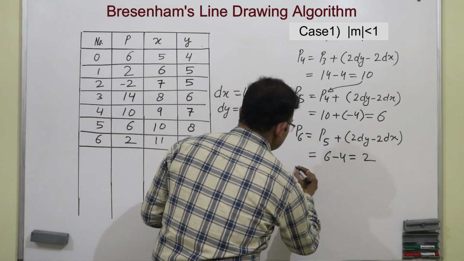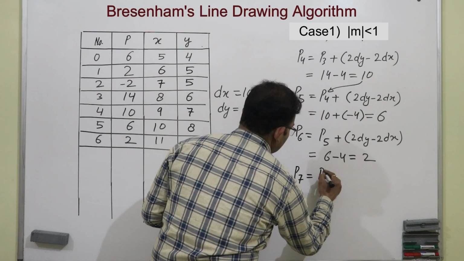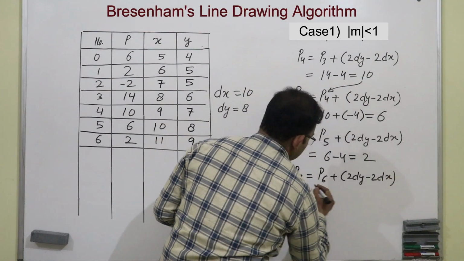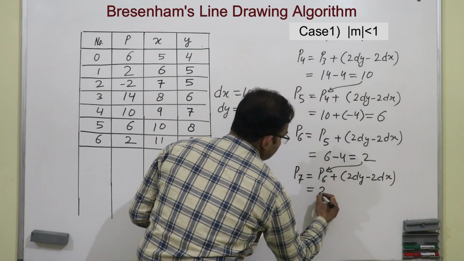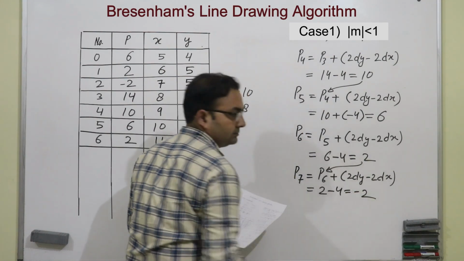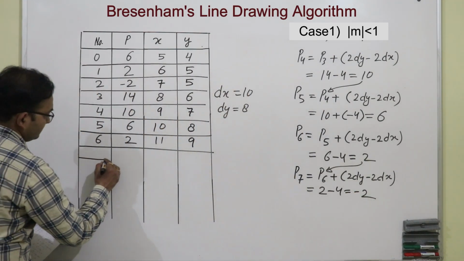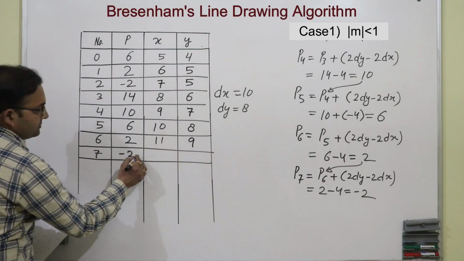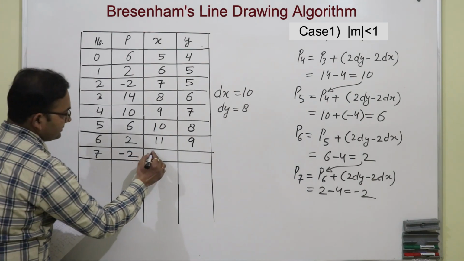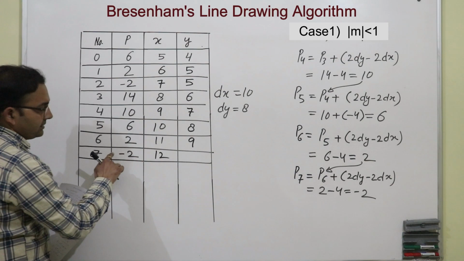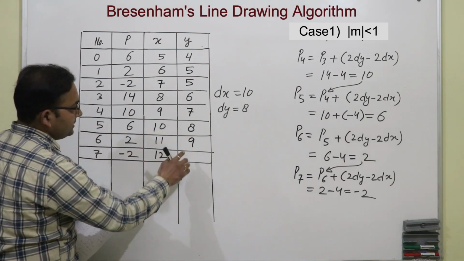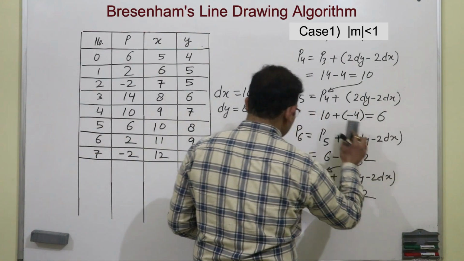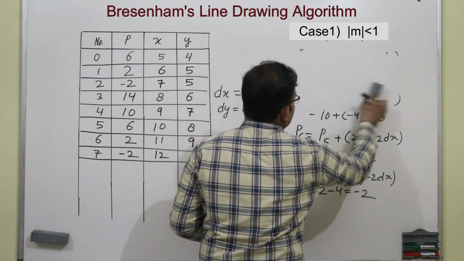Then P7 equals P6 plus 2dy minus 2dx, P6 is 2 minus 4 equal to minus 2. So the P7 value is minus 2. There will be an increment in x, it will be 12, and it is negative, so there will be no increment in y, it will be 9. Now we will calculate P8, P9, P10.